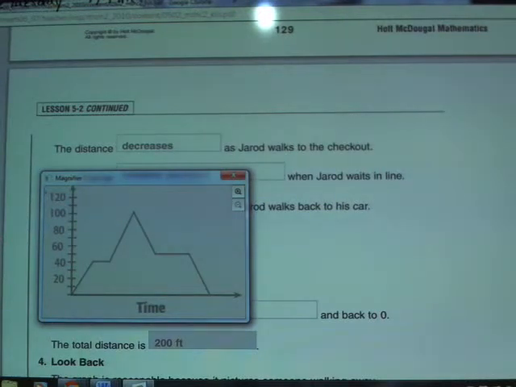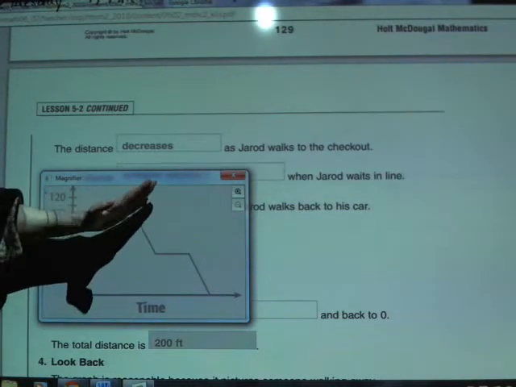After he grabs the milk, it doesn't really take him any time at all. He just grabs the milk. He's going to walk back towards the cashier. That's 50 feet towards the back of the store, towards the front of the store rather.